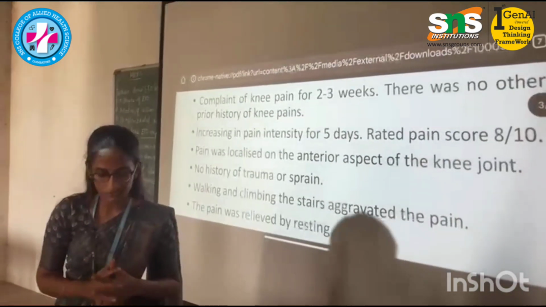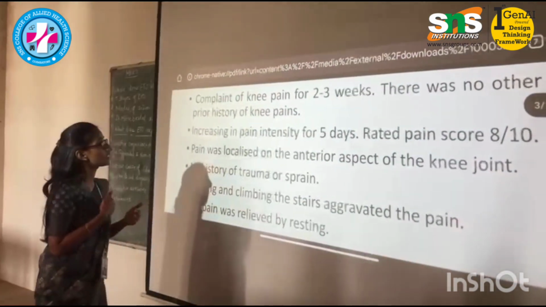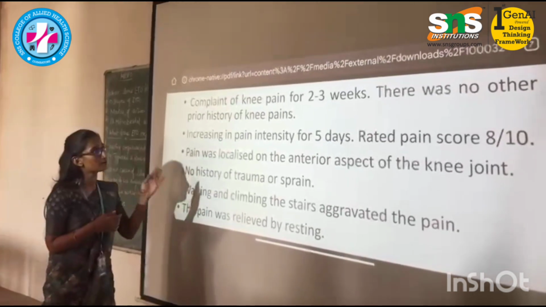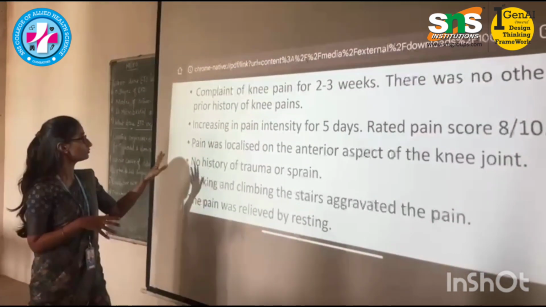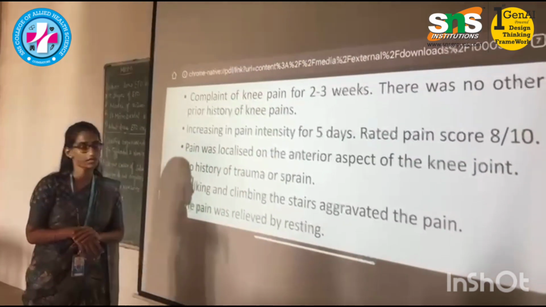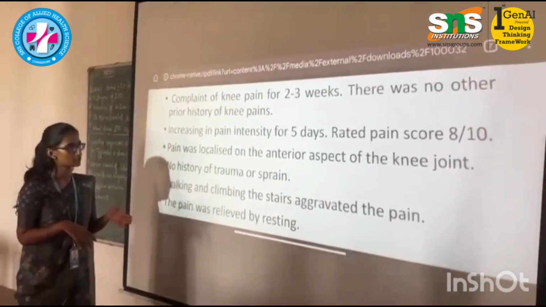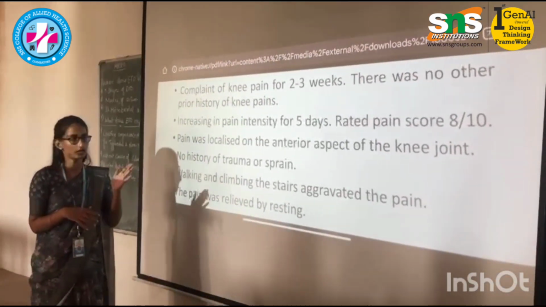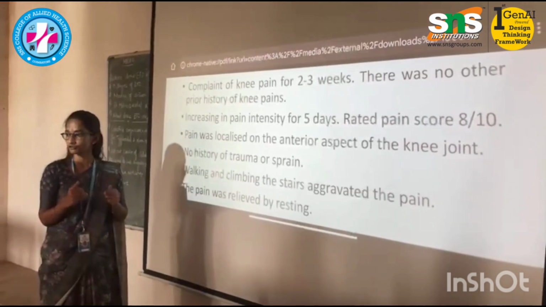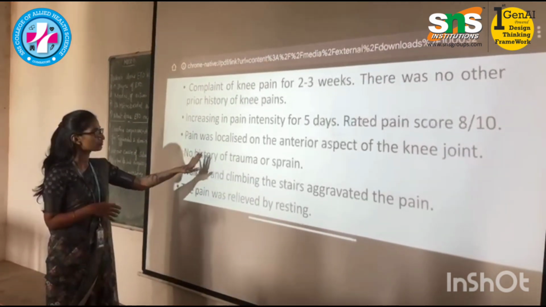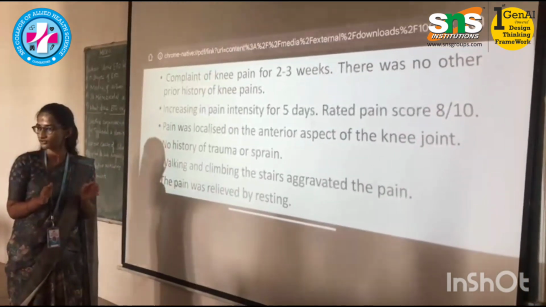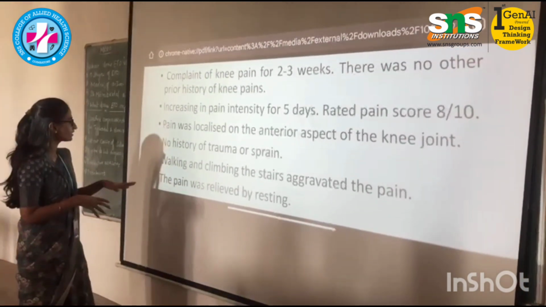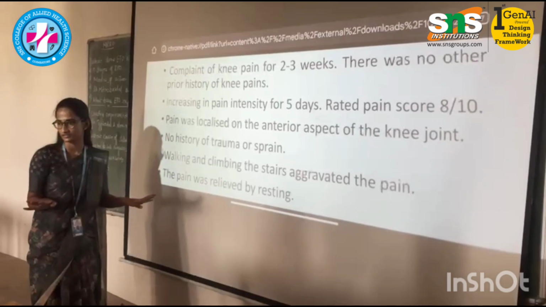In the history, we came to the conclusion that she has had knee pain for 2 to 3 weeks, and there was no prior history of knee pain. The pain has been increasing in intensity for 5 days, with a pain score of 8 out of 10. The pain was localized to the anterior aspect of the knee joint, and there was no history of trauma or sprain.